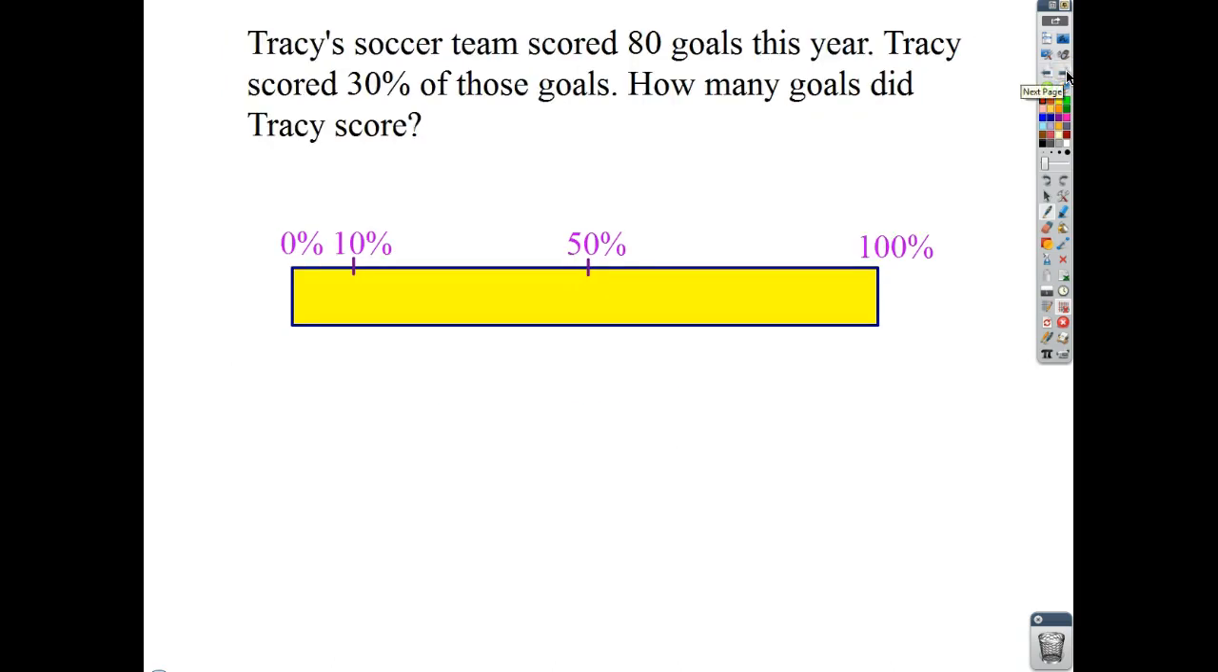All right, Tracy's soccer team scored 80 goals this year. Tracy scored 30% of those goals. How many goals did Tracy score? Okay, again, I'd like you to try to find what is the part, what is the whole, and what is the percent.